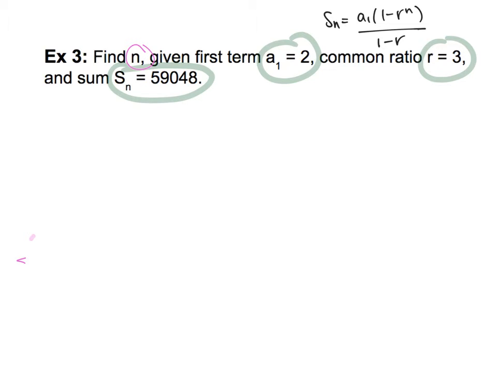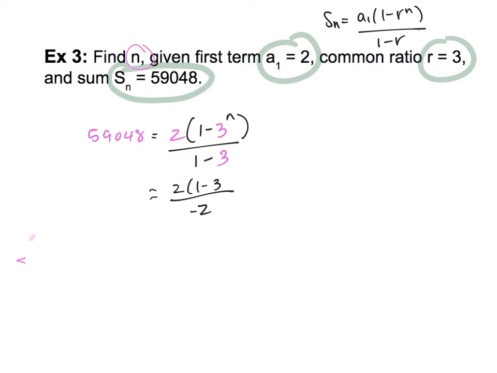So to do that, Sn is equal to 59048. This is going to be equal to the first term, which I know this time. It's 2. And then we have 1 minus r, r is 3, n, I don't know what it is, over 1 minus another 3. Now I'm going to work this out to try to simplify. The bottom here, 1 minus 3 is just -2. The top, I have a 2, 1 minus 3^n. This side here is going to be staying the same.